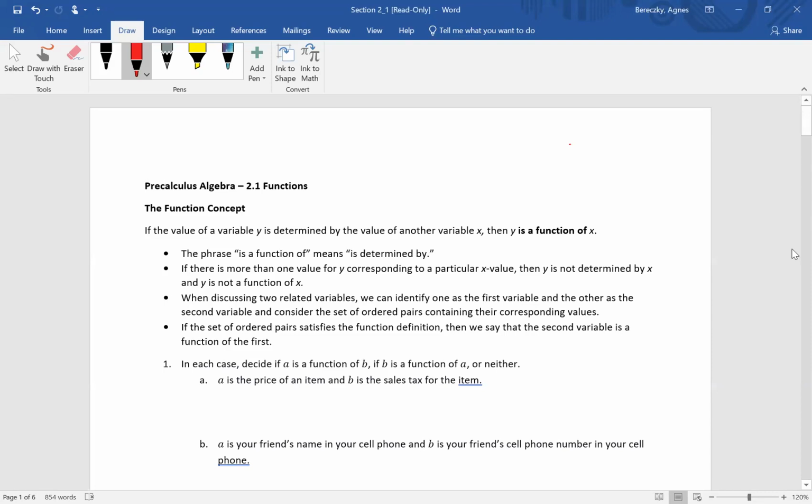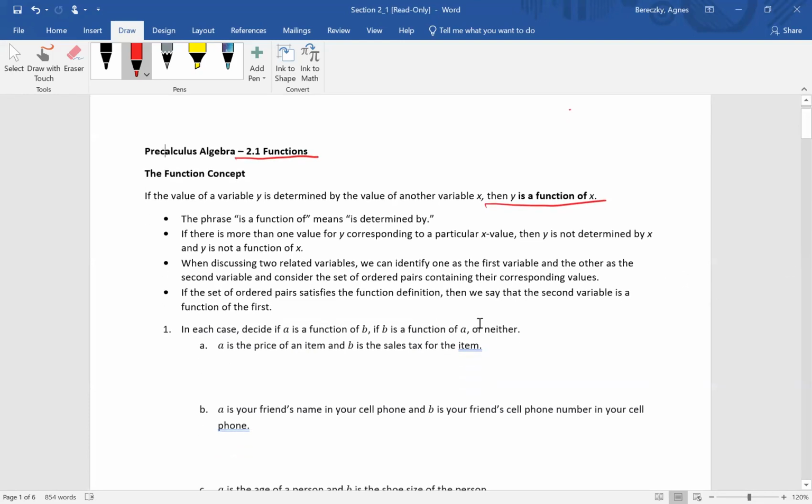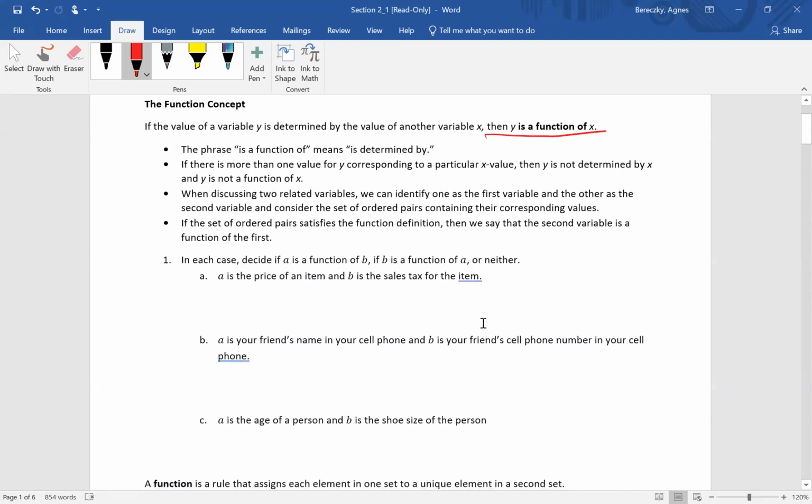This recording will include section 2.1, functions. If the value of a variable y is determined by the value of another variable x, then y is a function of x. The phrase "is a function of" means "is determined by." If there is more than one value for y corresponding to a particular x value, then y is not determined by x, and y is not a function of x.